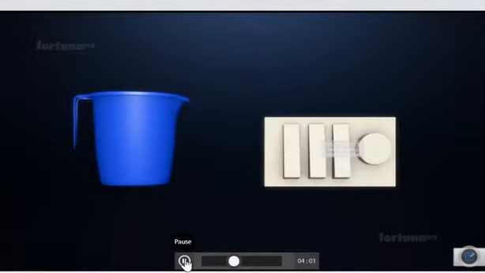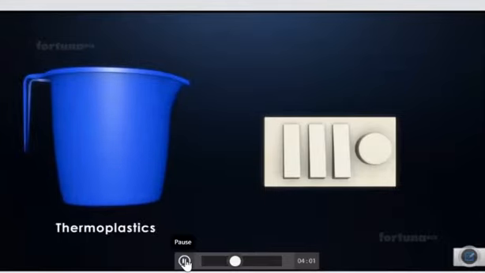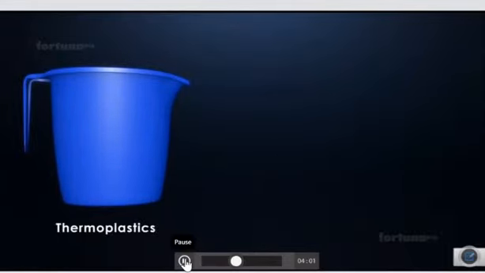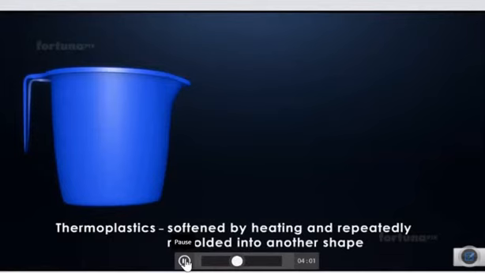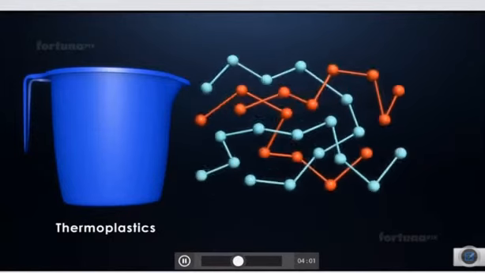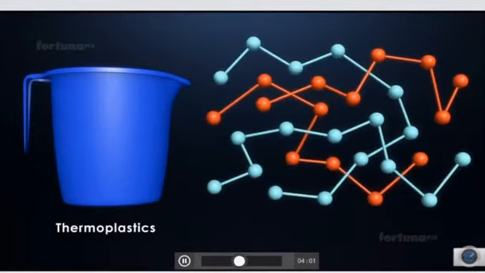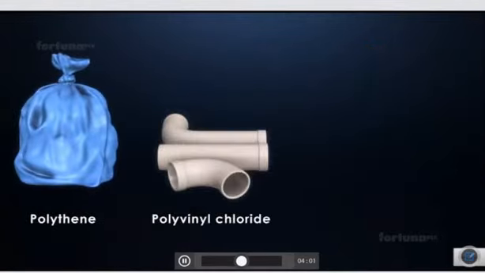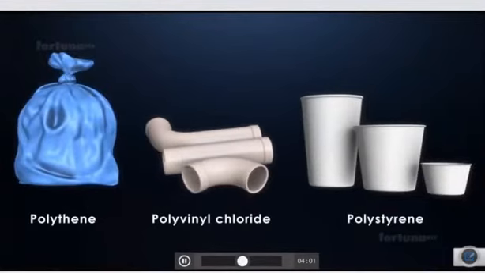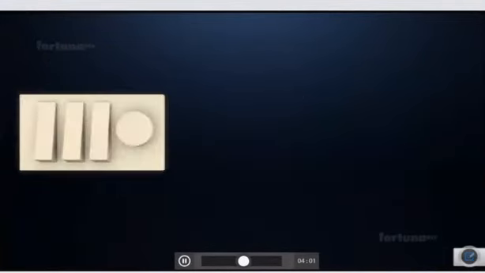Based on their properties, plastics can be of two types: thermoplastics or thermosetting plastics. Thermoplastics are those that can be softened by heating and repeatedly remolded into another shape. The polymers in the thermoplastics are linearly arranged without any crosslinks between them. Polythene, polyvinyl chloride, and polystyrene are some of the thermoplastics.